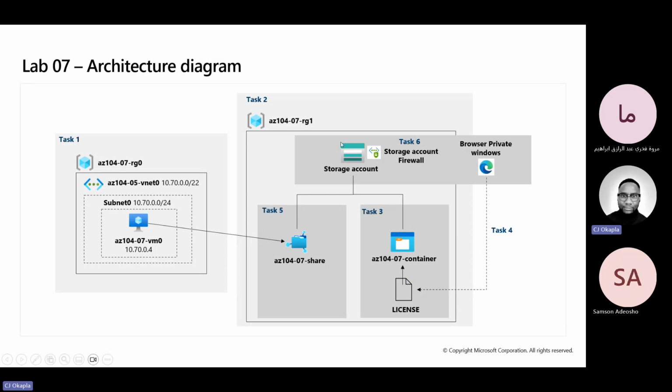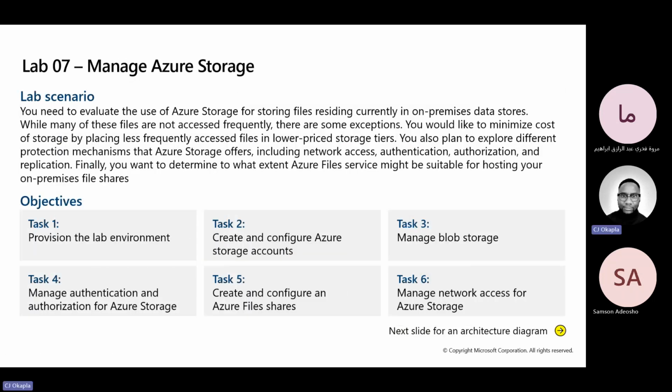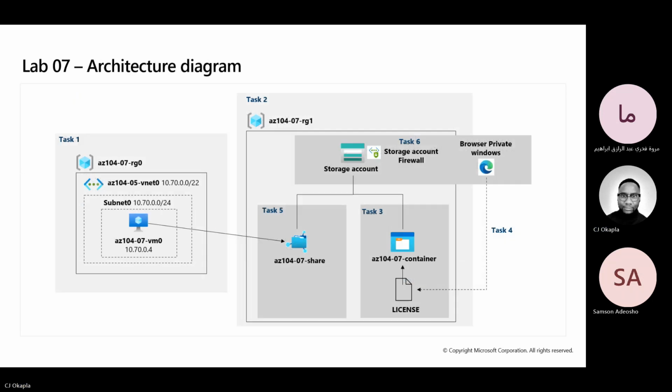This is the storage account in a resource group. Then task 3 is to manage blob storage. So this is the blob storage: you create a container, and the blob storage is inside it, in this case, like a license.